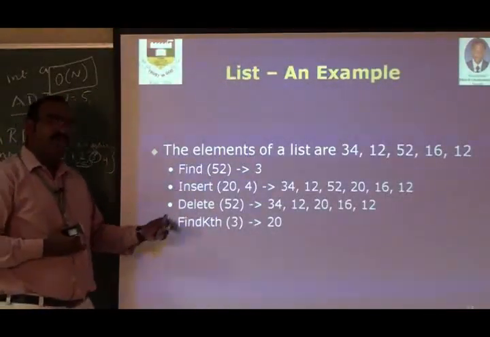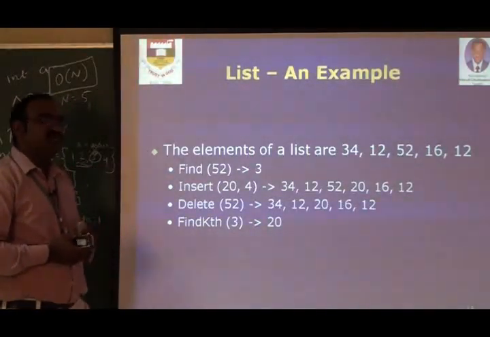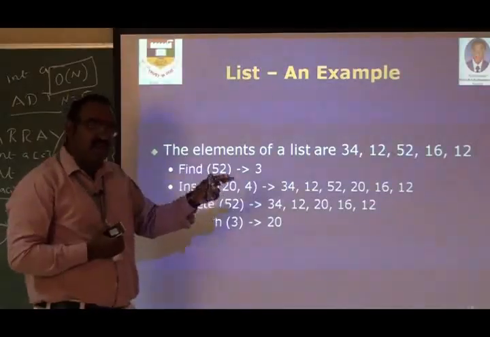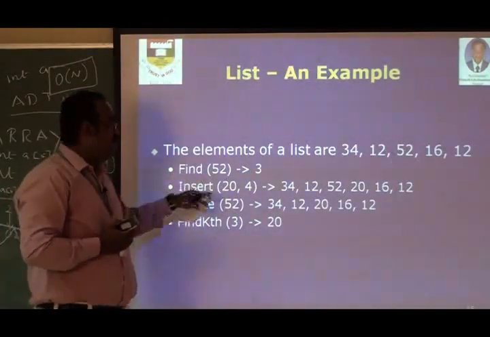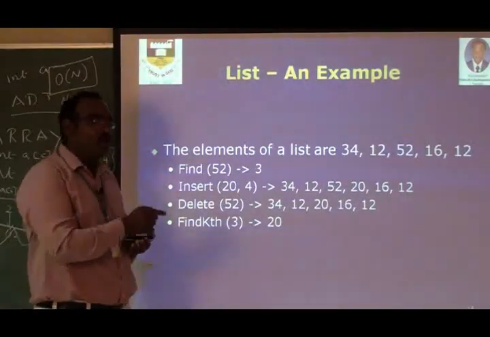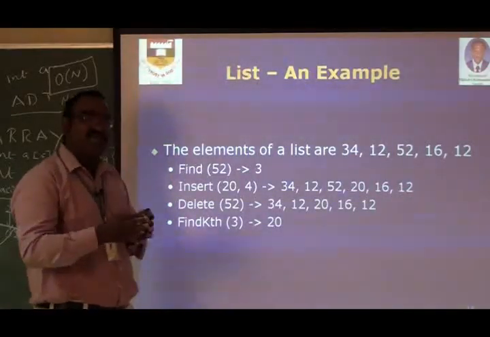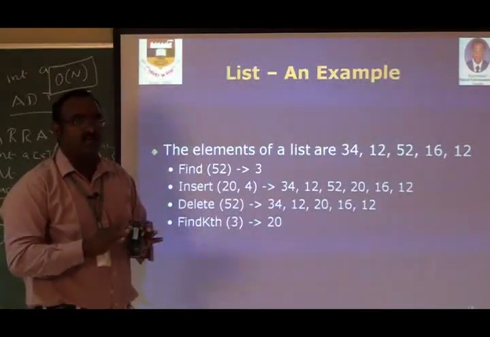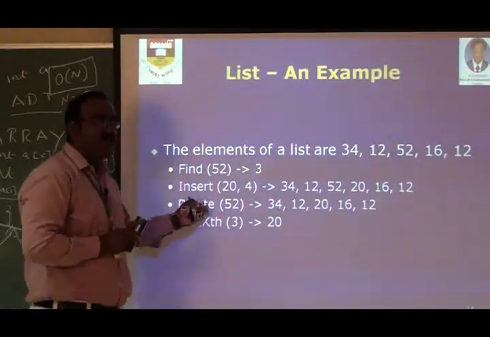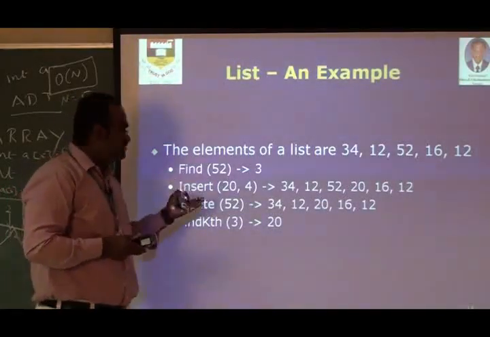Now what we are going to perform: inserting 20, a data item, a value, at the fourth place. What has happened? 34 is first, 12 is second, 52 is third, and the fourth place is now 16. So instead of 16 we are going to insert 20. The insert operation finds the particular location from the beginning of the list. If elements are there, we move the element to the next position if the capacity allows. For example, if the size of the list is only 5, you cannot perform the insert operation because there are already 5 elements. If the size of the array is 10, then you can easily insert 20 at the fourth place.